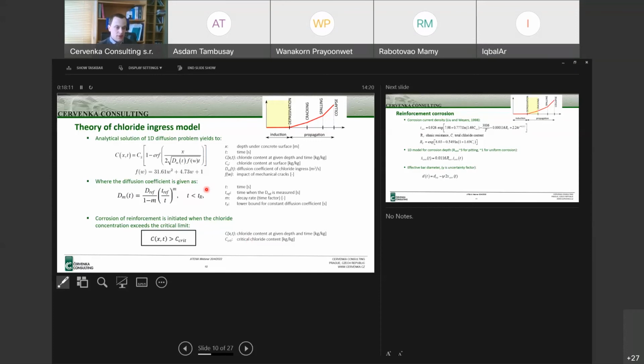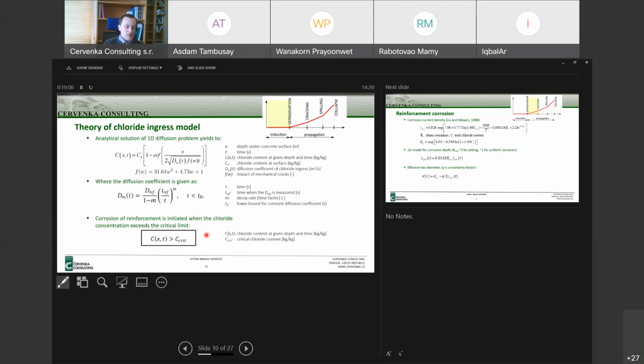So if we solve this diffusion equation and get the solution in 1D, we obtain this form of equation where the chloride content at a given depth under the surface and time depends on the chloride content at the boundary, and the diffusion coefficient, and here we can see this term represents the crack width, which accelerates the process. The diffusion coefficient itself changes in time, and it's evaluated according to this relationship.